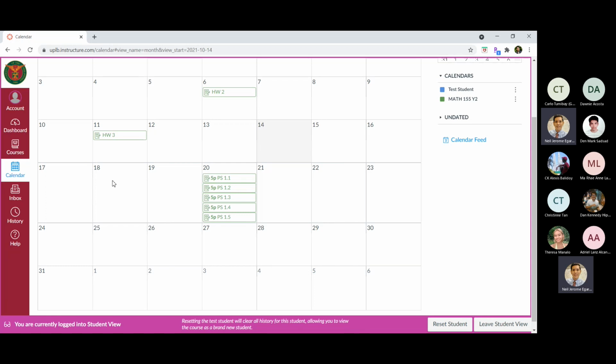Then sa October 18, lalabas yung homework 4. Deadline siya sa October 25. And then problem set 2 will be on the 27th. Ang deadline ay November 1. Yung homework 4 ay isang question lang. So you can work for it 1 week. So 18 to the 25th.